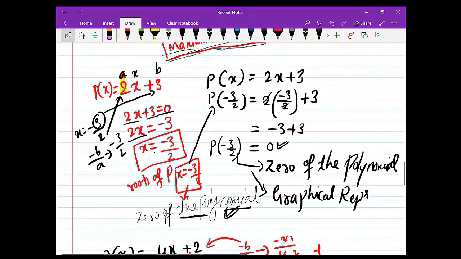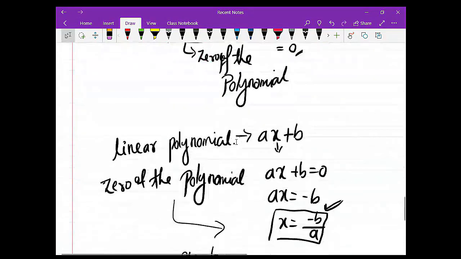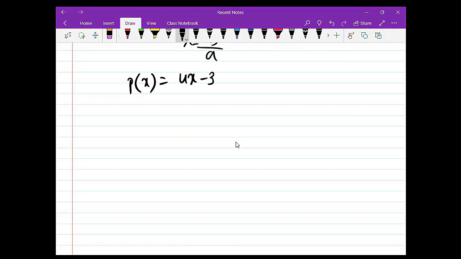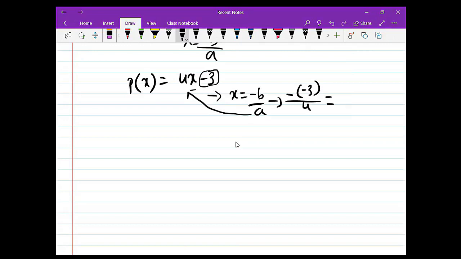See one thing, what you will mistake. If the polynomial p of x equals 4x minus 3, now tell what will be the actual zero, x equal to minus b by a. That is minus, what is the b here? b is totally minus 3, divided by, what is the value here? That is 4. Minus into minus becomes plus 3 upon 4.